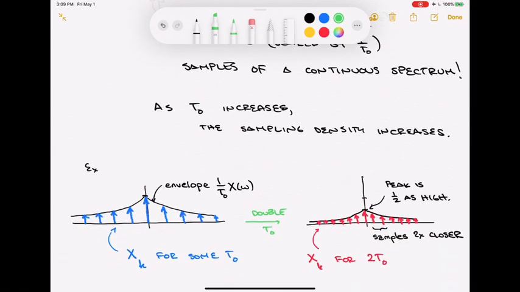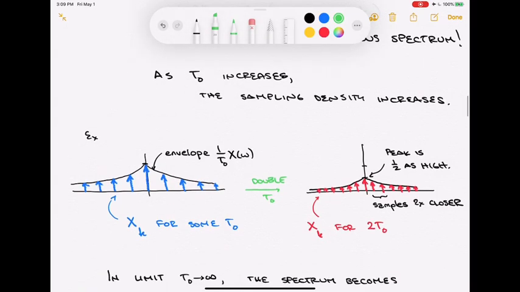What I've shown here on the left is a particular underlying spectrum, call it x of omega. I've drawn that with a black line. It looks like this kind of exponentially decaying envelope. Then I'm going to sample that at integer multiples of some base frequency omega naught. So I'm going to take k times omega naught, get a bunch of sample values of that, and then multiply them all by 1 over that t naught.